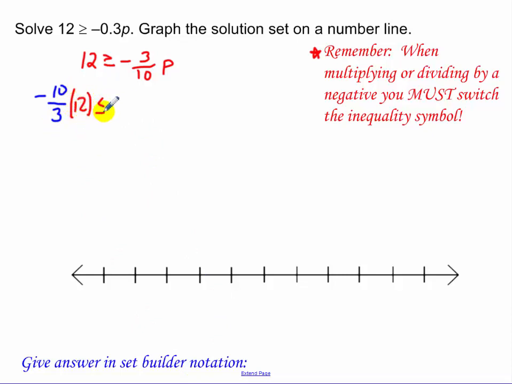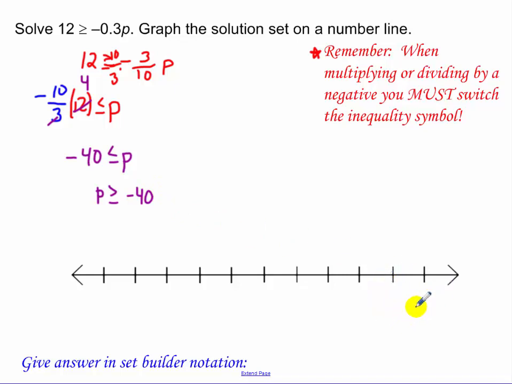Don't forget to switch that inequality sign. When I multiplied by negative 10/3 over here, that canceled out that fraction, so I'm just left with p. So now that makes our life a lot easier because the 3 and the 12 cancel to be a 4, and I get negative 40 less than or equal to p, or p is greater than or equal to negative 40.